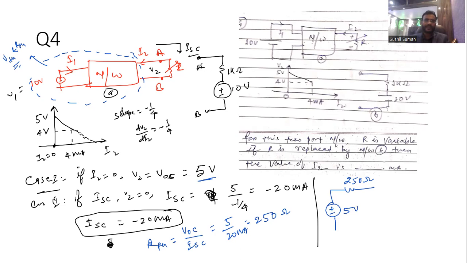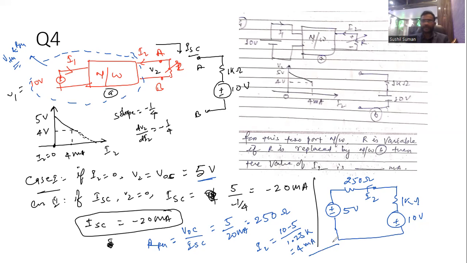Now the equivalent circuit across AB has the 1 kilo ohm resistance and the 10 volt source, and we have to find this I2. So I2 becomes 10 minus 5 upon 1.25 K, which is 4 milliampere. So the answer will be 4 milliampere, I think so.